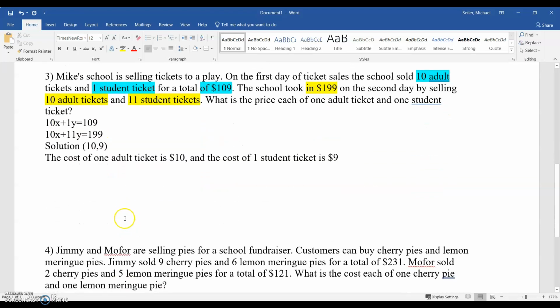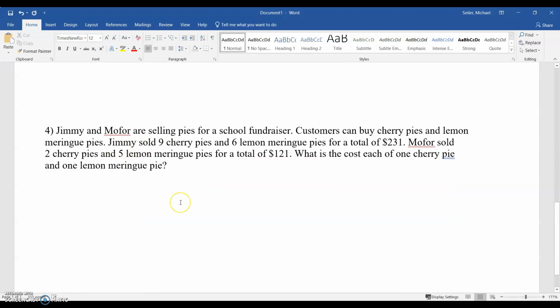Okay, and last but not least, Jimmy and Mofer are selling pies for a school fundraiser. Customers can buy cherry pies and lemon meringue pies. Jimmy sold 9 cherry pies and 6 lemon meringue for a total of $231. Mofer sold 2 cherry pies and 5 lemon meringue pies for a total of $121. What's the cost of 1 cherry pie and 1 lemon meringue pie?